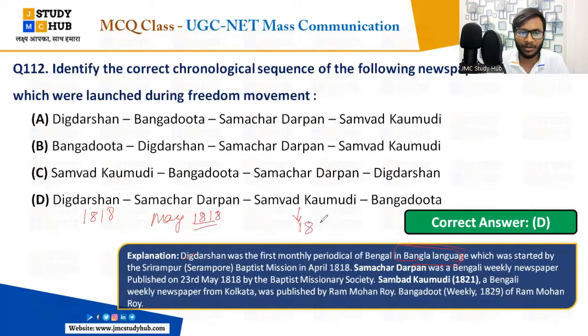It is 1821. Right. Very good. Bangdut, that is 1829. Please understand and remember it.